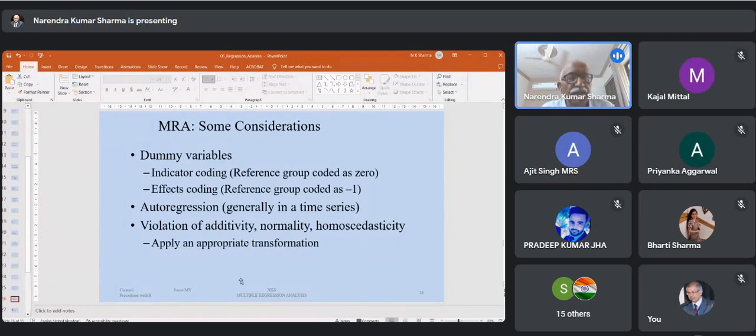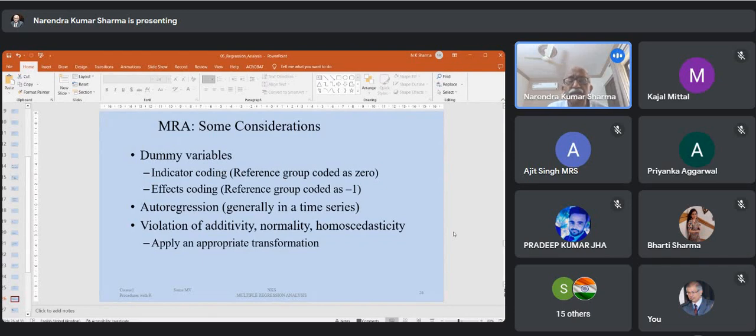Autoregression, I've talked about it. And the violation of additivity, normality, and homoscedasticity: apply an appropriate transformation. If there are these problems, the additive model is y equals x1 plus x2. But if there's a term y equals x1 times x2, some product term, then additivity is being violated. The variables are not additive, they are interactive also. Then variables are not normally distributed, or there's heteroscedasticity, that the variances are not equal for all the independent variables that we have taken. Then apply an appropriate transformation.